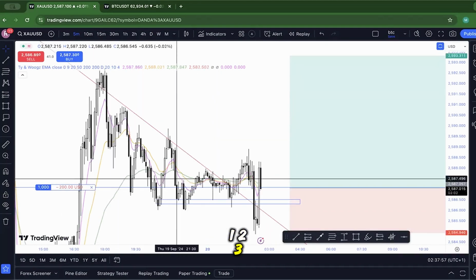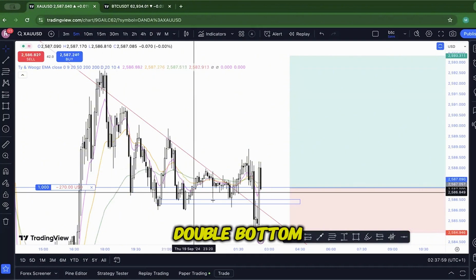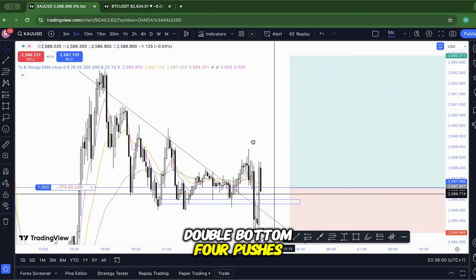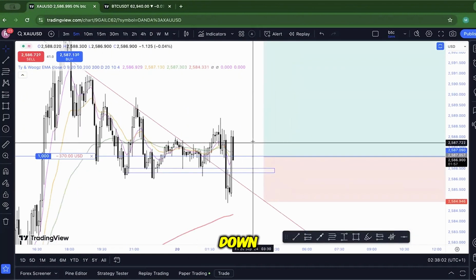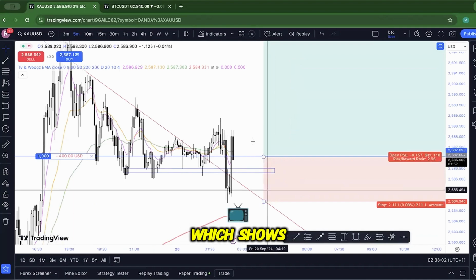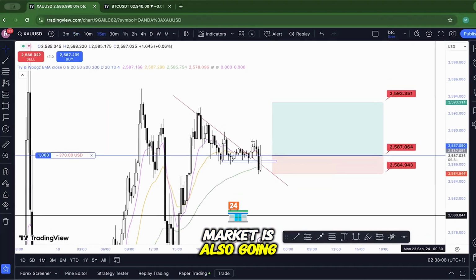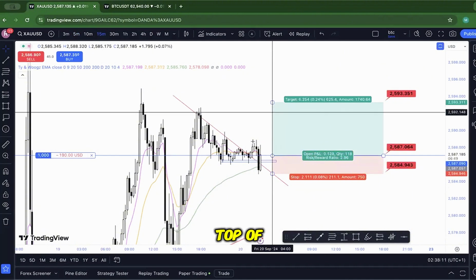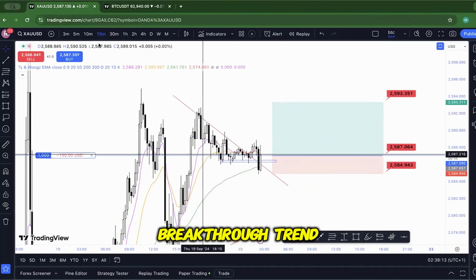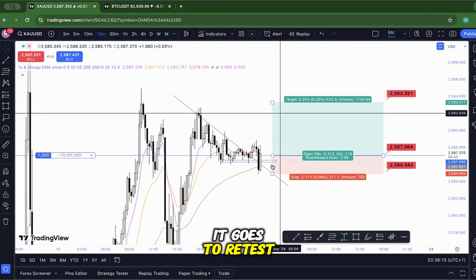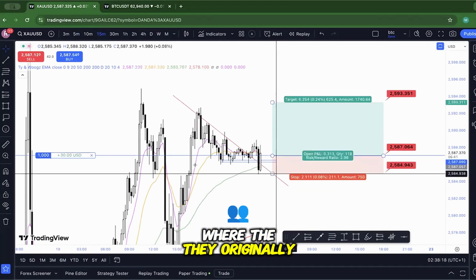One, two, three, double bottom, four pushes down, which shows that the market is also going to go back up to the top of the range. When the market breaks the trend line, it goes to retest where they originally sold from.